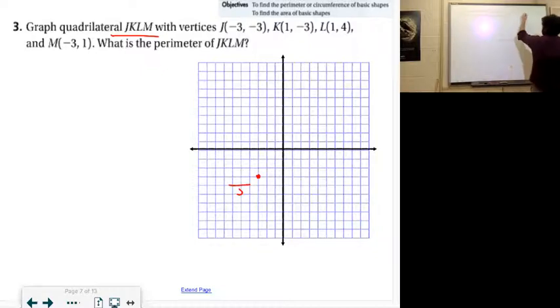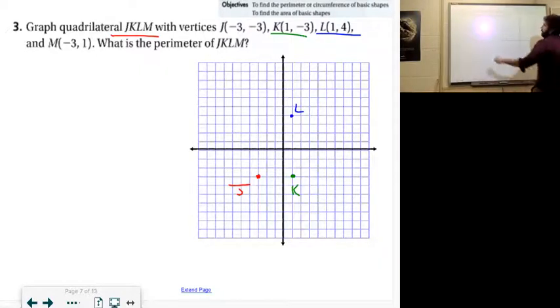Next point is K. That's 1, -3. So I'm going to go over 1 unit, down 3. This is K. Next point is L, which is 1, 4. So I'm going to go right 1, up 4. This point L right here.